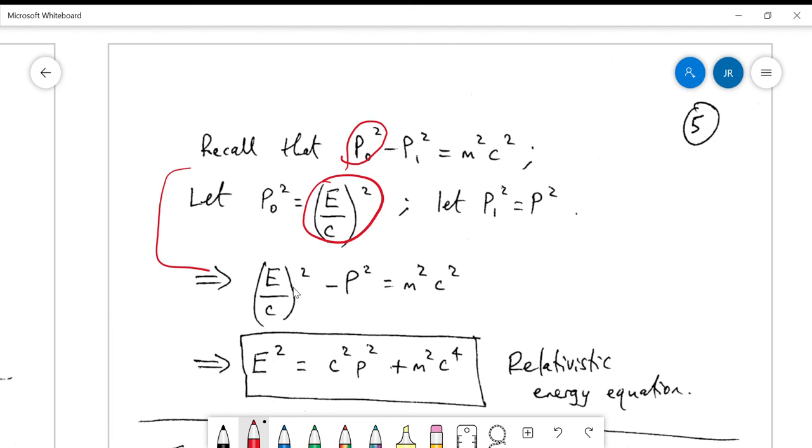Well, then if we multiply through by c squared, so essentially if we take this c squared and multiply both sides, well, we can take this p squared over here, make it positive. So then it becomes this p squared. And then we can multiply both sides. Essentially, we can just isolate E squared by multiplying both sides by c squared. So then we multiply the p squared term by c squared to get c squared p squared. And we multiply the m squared c squared term by c squared to get m squared c to the fourth. Well, this is the relativistic energy equation. This is true in all reference frames.